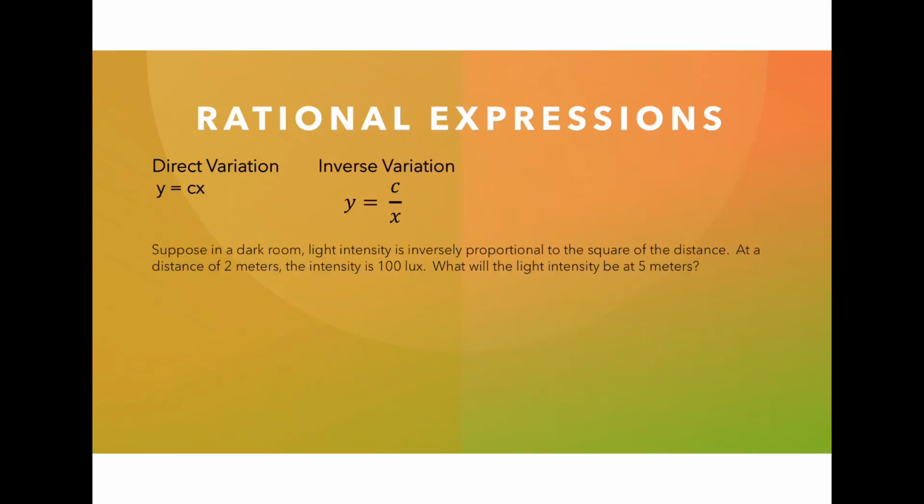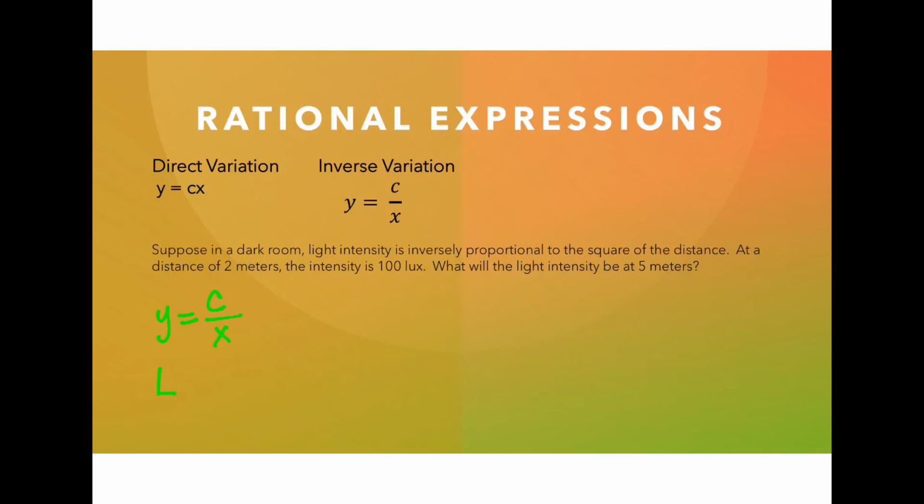Okay, so let's look at another inverse variation. Here we have, suppose in a dark room, light intensity is inversely proportional to the square of the distance. So again, we know that inversely, that's an inverse variation, so that means it's in the denominator. So I'm going to use the inverse variation formula here. We know that inverse variation in general is some c value over some x.